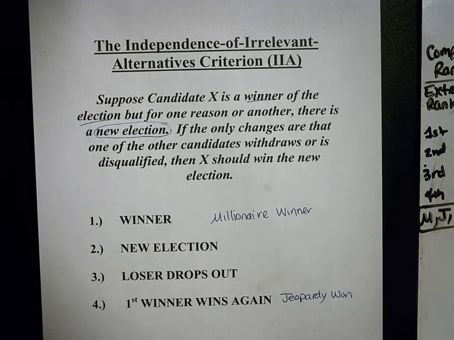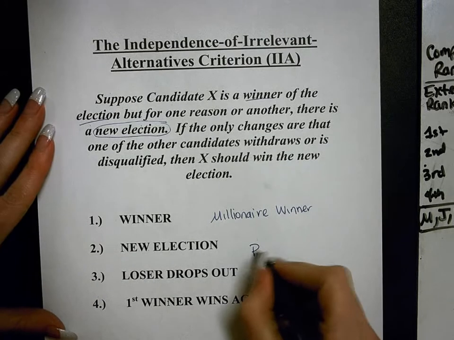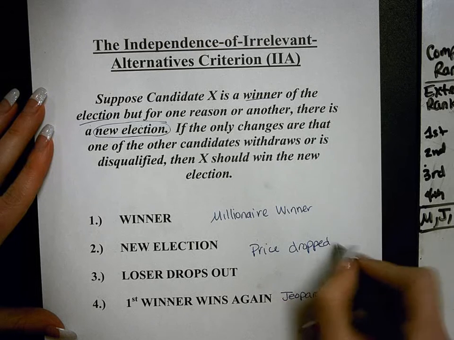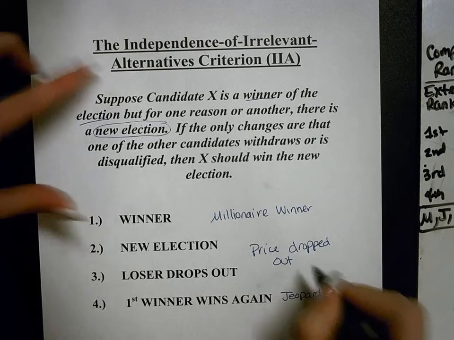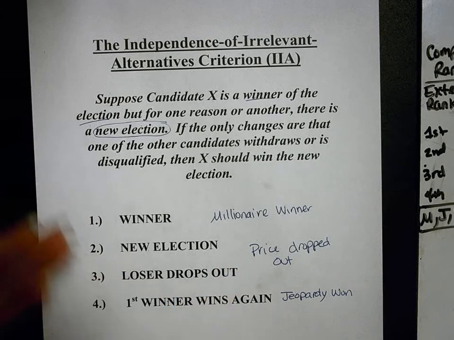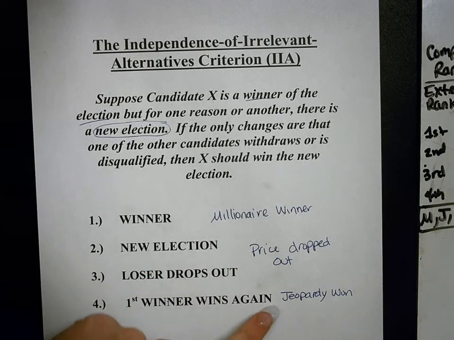So what this illustrates is a violation of the independence of irrelevant alternatives criterion, because we had a winner. It was Millionaire. One of the losers, Price, dropped out. And the IIA states that if one of the losers drops out, then Millionaire should win the election again. And since Millionaire didn't win, Jeopardy won. This election illustrates a violation of the independence of irrelevant alternatives criterion.